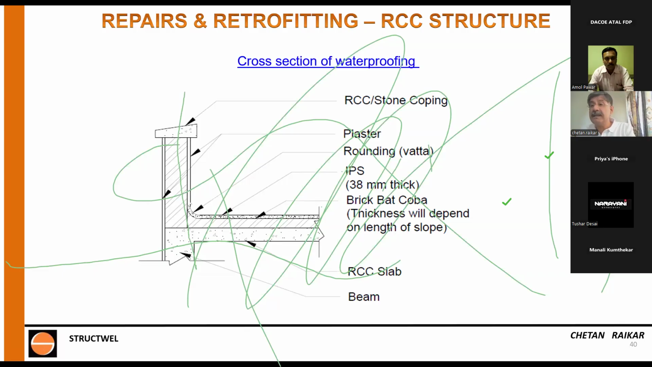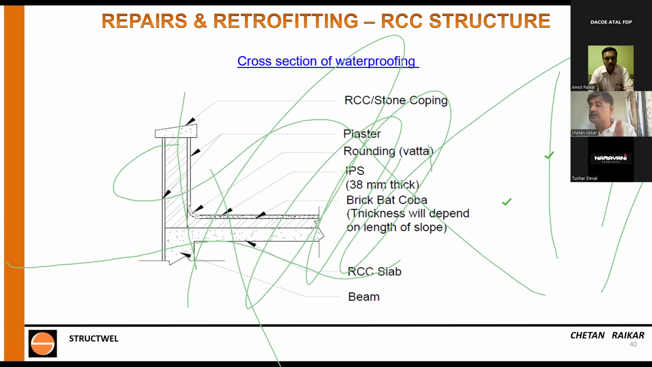The purpose of brickbat is not for waterproofing. It's purely for giving slope. If tomorrow gold bricks are cheaper than brickbat, you can use gold bricks also. It doesn't matter. If there is a material available to you that is cheaper and as strong as brickbat, use that material. If in some remote corner you don't have bricks and you want to use stone, which is cheaper, use stone bats.